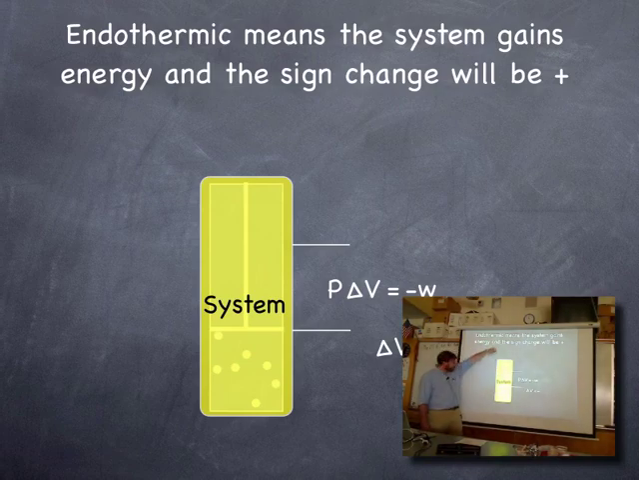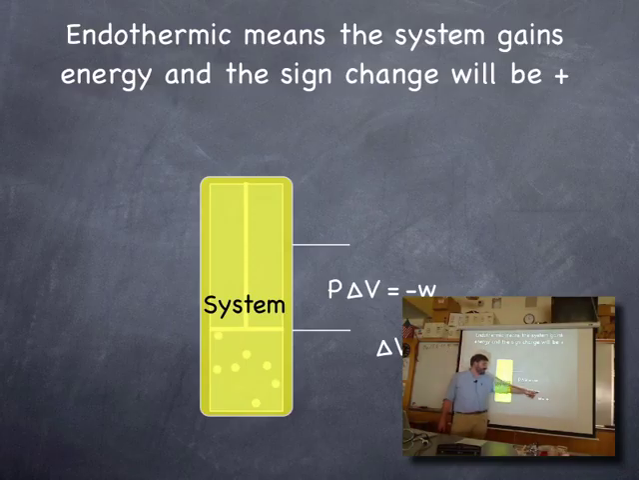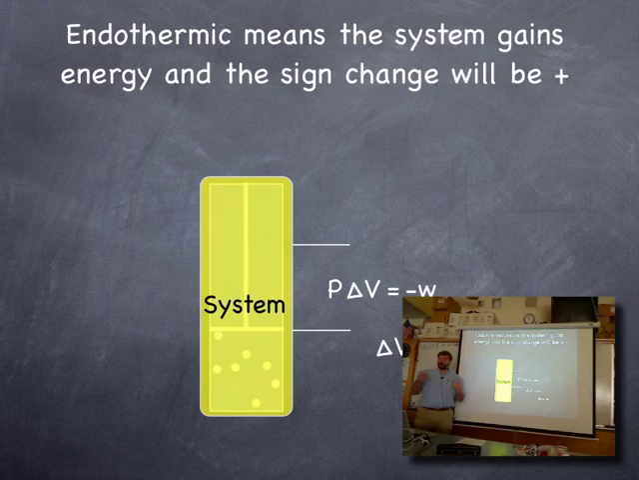So that means that in compressing this, in pushing that plunger down, work was done on the system. Energy went into the system in the form of work, in the form of compressing that thing. So the value for the work would be positive. Because the volume change was negative, the two negatives would make a positive value for our work. So for exothermic, the work value would be negative.